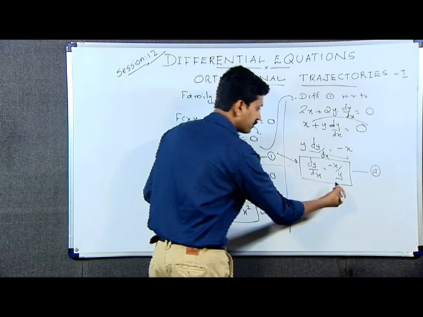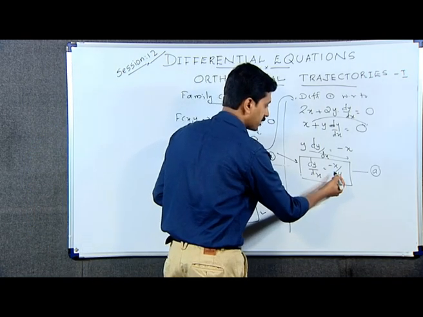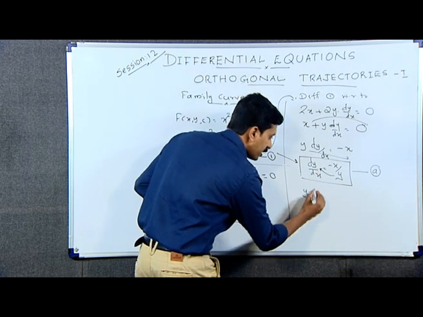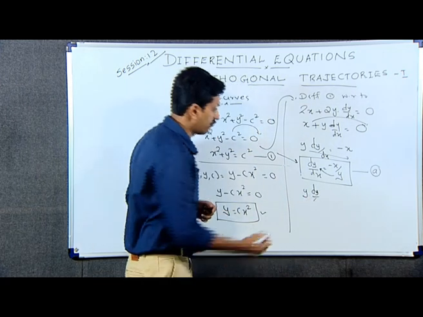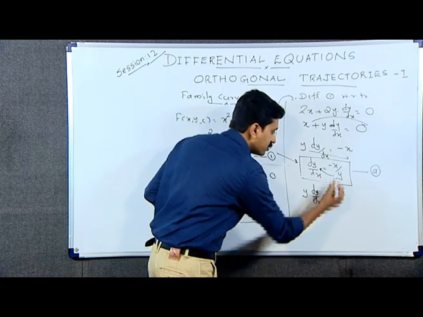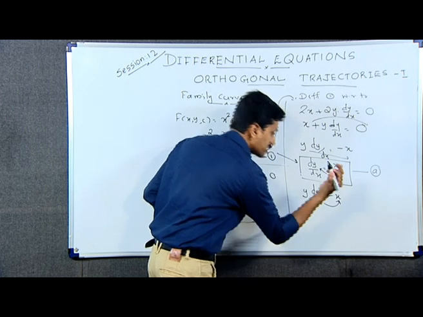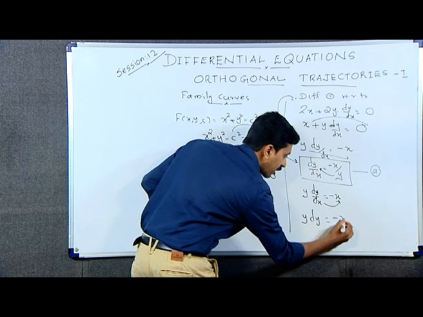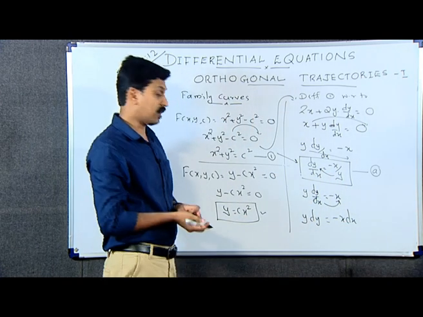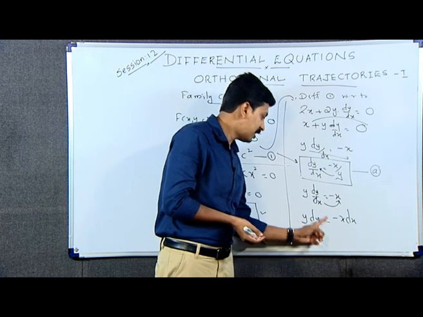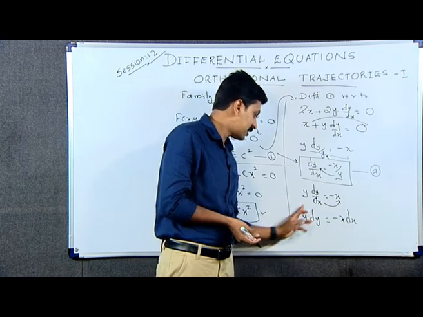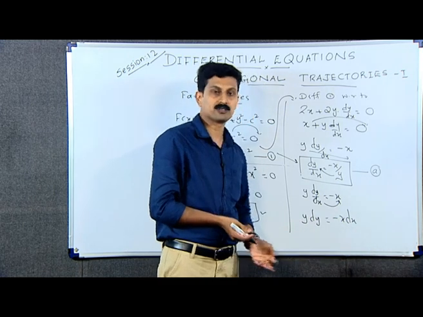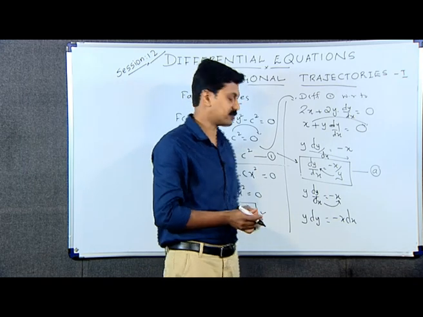See, as we have done previously, I can separate this as y dy by dx is equal to minus x. I am taking dx to the other side, y dy is equal to minus x dx. So, as we discussed earlier, this is the separable method. On the left side the term containing y only, and on the right side the term containing x only. So, easily we can integrate and we will have a solution from here.